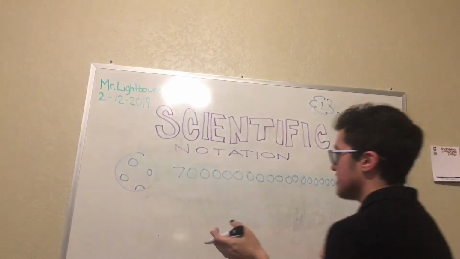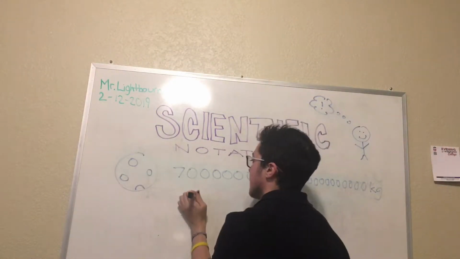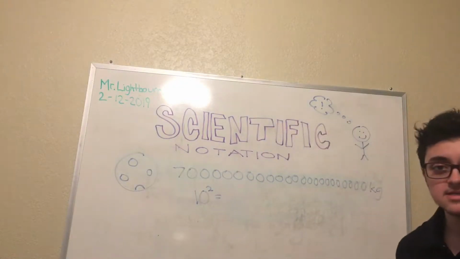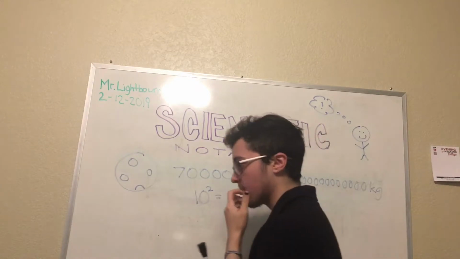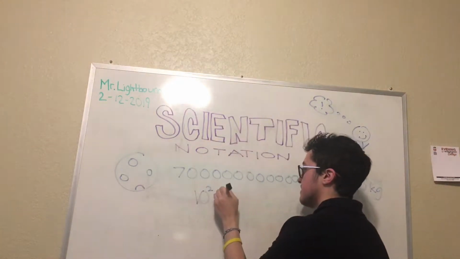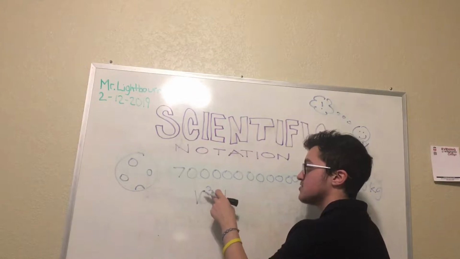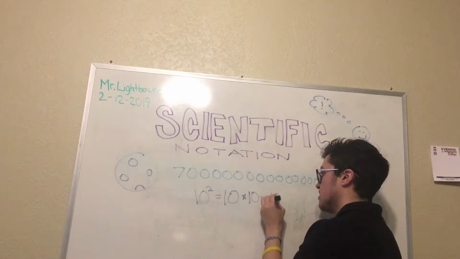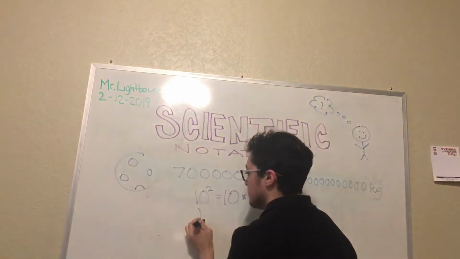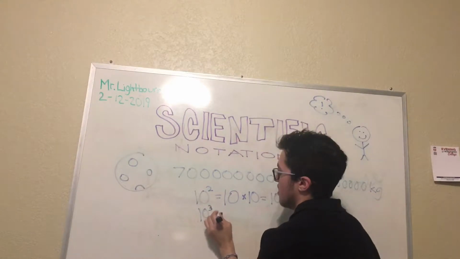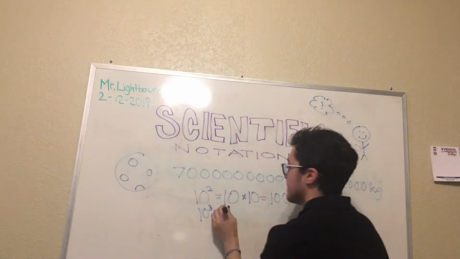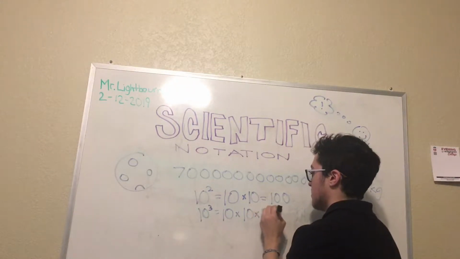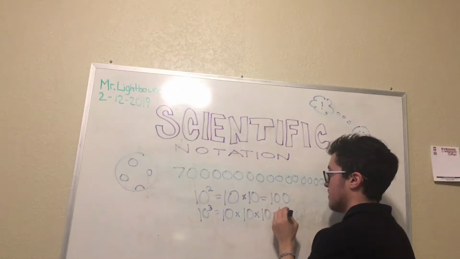So, to begin to understand this, we first have to understand something like 10 squared. Who can tell me what that means? Yeah. 10 squared means 10 multiplied by itself twice. So 10 times 10, which would equal 100. Similar with 10 to the third power, which would be 10 multiplied by itself 3 times, which would be 1,000.